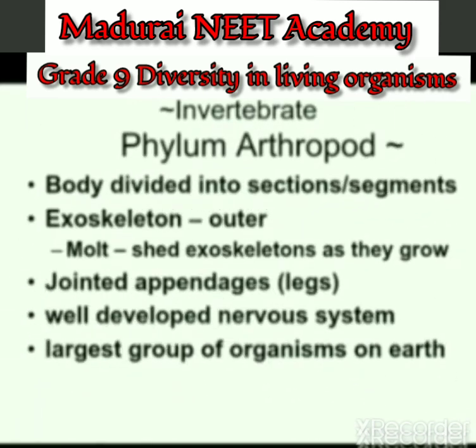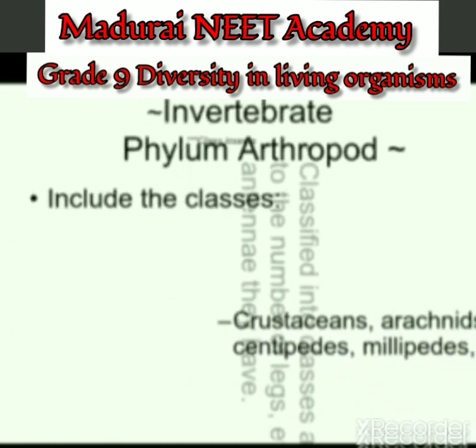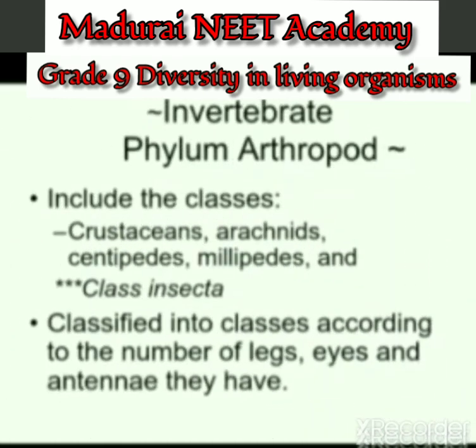The next phylum is Arthropoda. The arthropod body is divided into sections or segments, and they possess an exoskeleton, and they shed the exoskeleton as they grow, like the shedding of scales in snakes. They have jointed appendages, so legs are joined together in one part. They have a well developed nervous system, and it is considered the largest group of organisms in the animal kingdom.